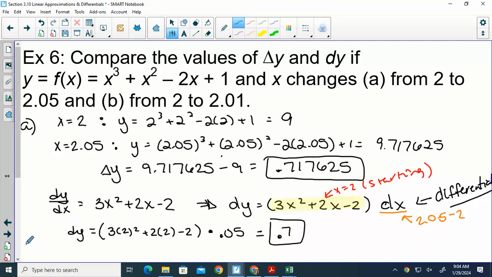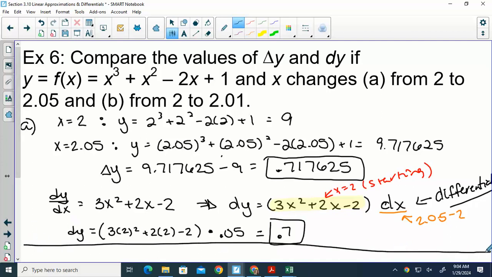We get 0.7. So that means the actual change was 0.717625. But if we did linear approximation, we would have got a change of 0.7. So we can see how much error we have. You know, they're pretty close to one another. They're correct to one decimal place. So it's not too far off.